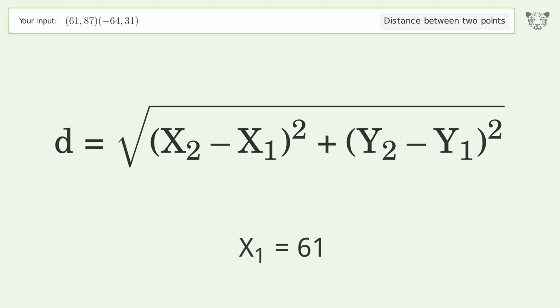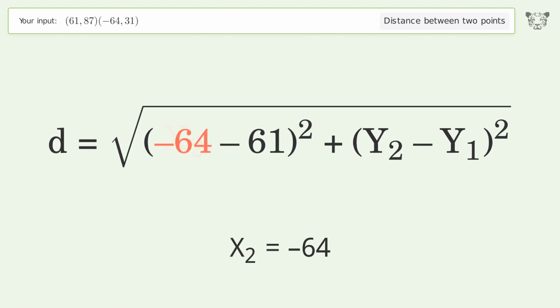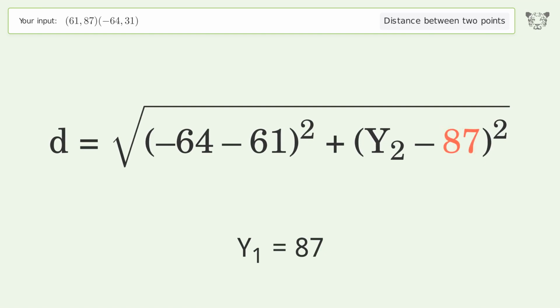x1 equals 61. x2 equals negative 64. y1 equals 87. y2 equals 31.